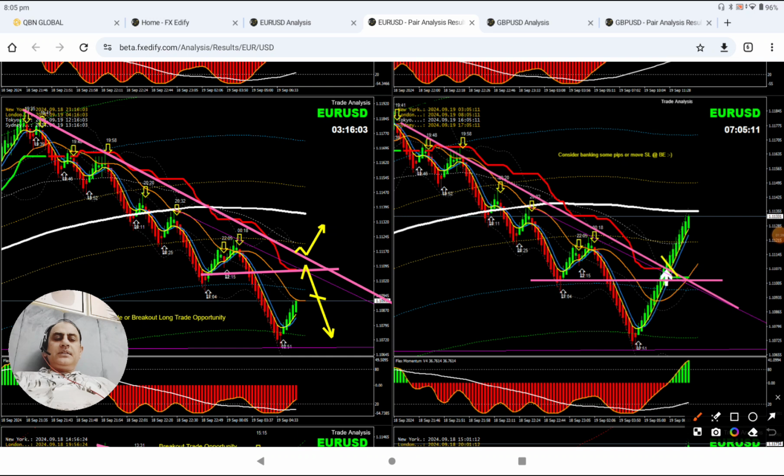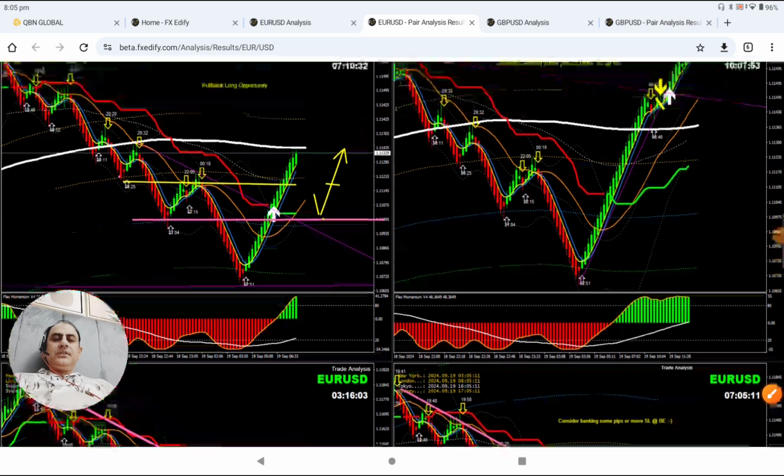Then again in London morning, you can see just before London open, as explained to traders, false breakout, let the price break or pull back. You can see here the price nicely broke. Beautiful long trade here. After banking, as explained to traders, any pullback after this breakout would be considered a high probability trade. Momentum is bullish, as you can see here.